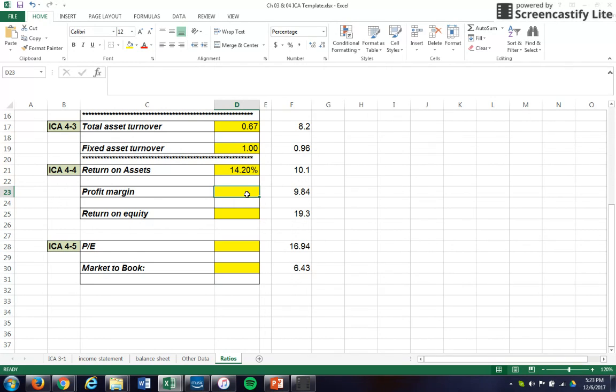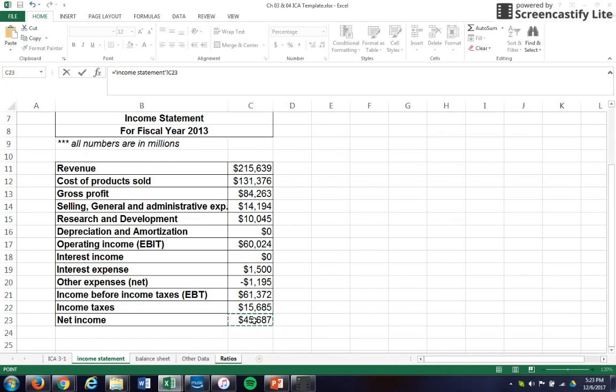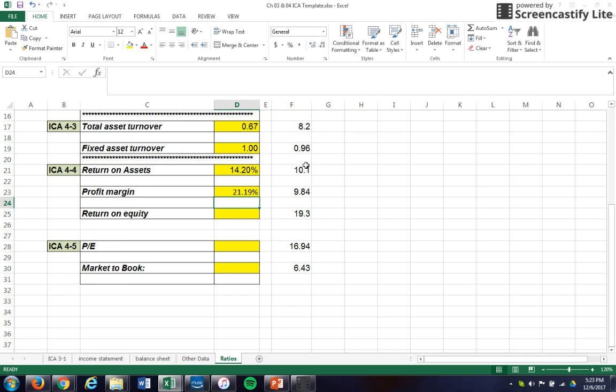So to calculate our profit margin, we need net income, and we're going to compare it to sales. So we type our equal key. We know net income is on our income statement. So we have our $45,687. We hit divided by, and we find our sales, which is also known as revenue, at $215,639. We hit our equal key, and that gives us a profit margin of about 21%, which again is pretty good that we see.